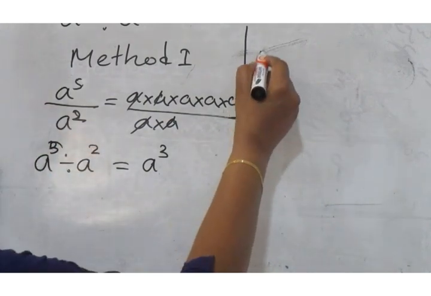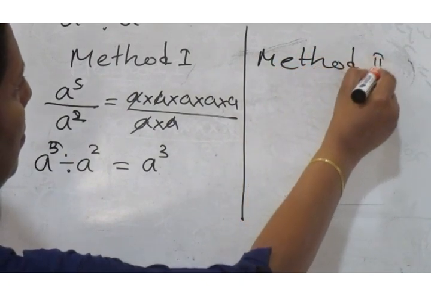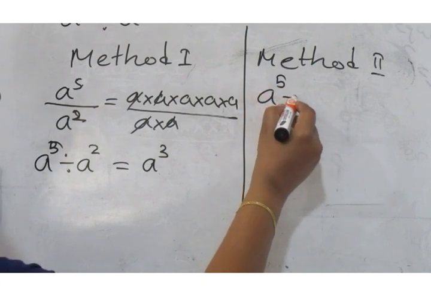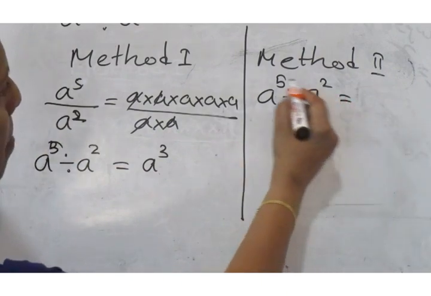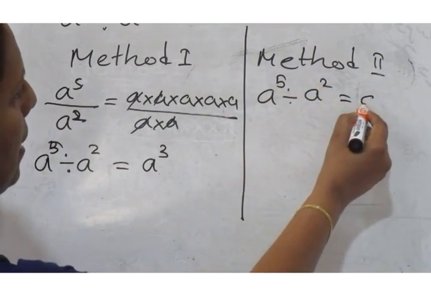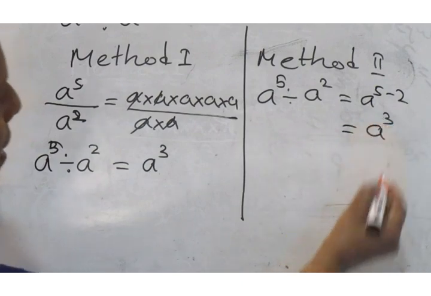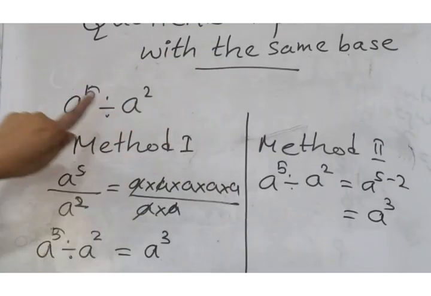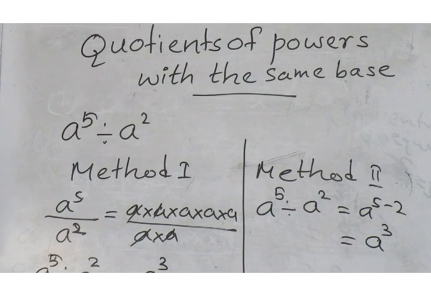So see the method 2. Division of two equal powers. Now we can take this answer by subtracting these two indices. Then answer is 3. Now quotients of powers with same base can be taken by subtracting two indices. Now we can learn this as a general form.